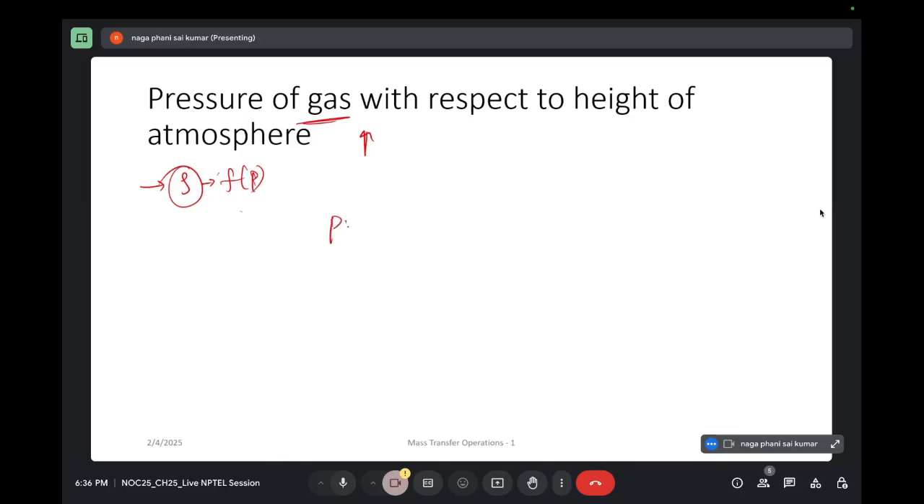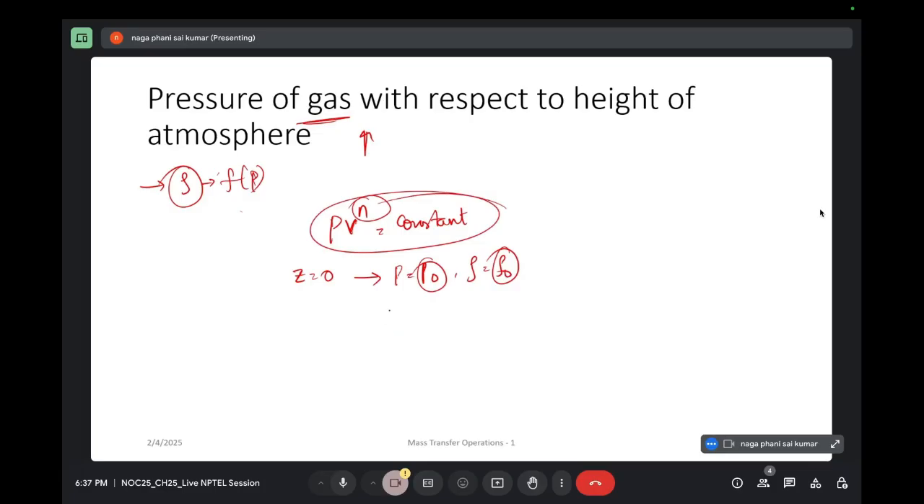So this is the generalized equation for any type of gas: PV^n is equal to constant. For ideal gases, n will be equal to 1. At sea level, that is at z equal to 0, we have P equal to P naught and rho as rho naught. This is nothing but atmospheric pressure, and this is the density of the gas at those particular conditions at mean sea level. So from this equation we can write P by rho power n is equal to P naught by rho naught power n.